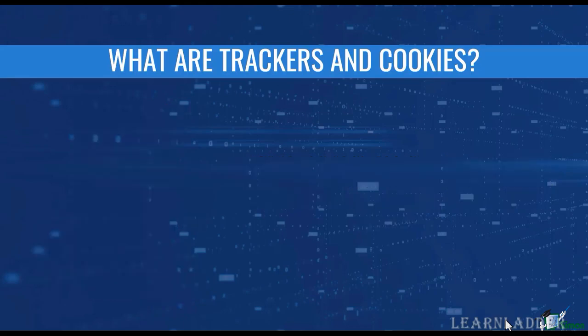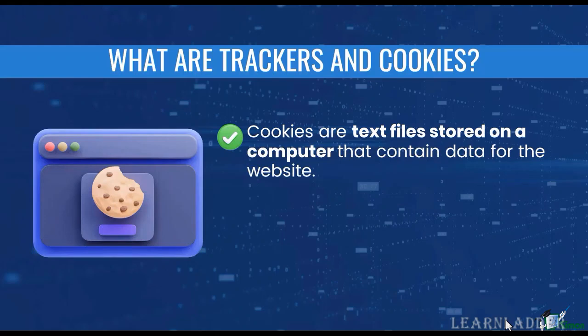Let's talk about how trackers and cookies work. A cookie is a text file that's stored on a device that contains data for a particular website. For example, when you've been logged into various sites online, you've probably experienced a website that allows you to remember you. Enter your credentials, and then if you revisit the site again, you might not need to log in again. It just opens your profile for you.